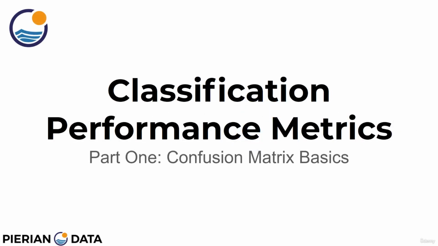Welcome back, everyone, to this lecture discussion on classification performance metrics. We just saw how a model can predict the classes based off some input features. What we don't know yet is how to actually measure the performance of these predictions. And in part 1, we'll begin by discussing the confusion matrix basics.